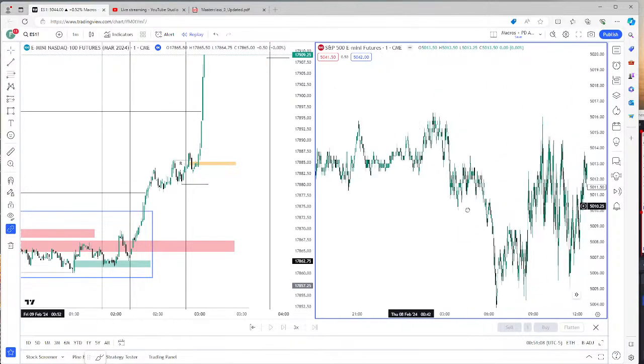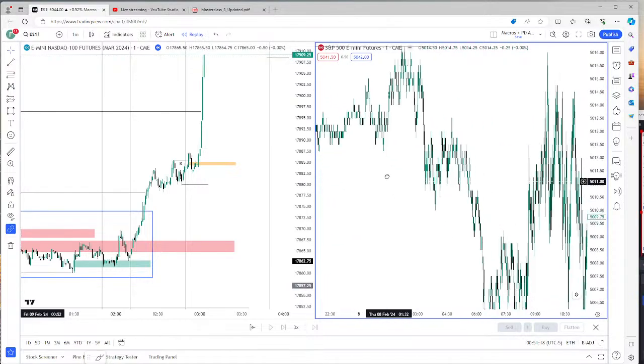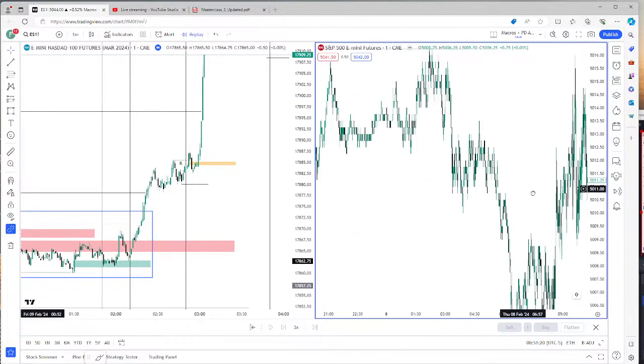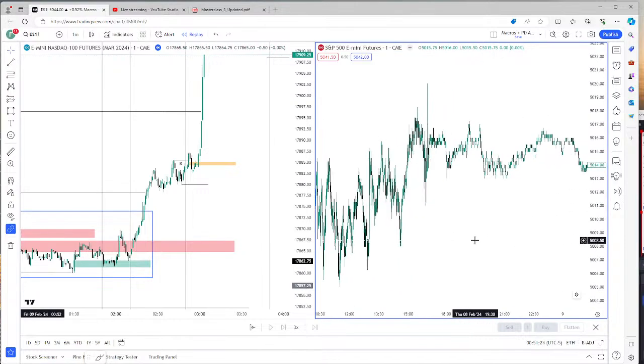ES had 2 relative equal highs, this high and this high. So if I draw a line across in time, see that? Equal highs. So where we actually were looking to take positions, the equal highs were the drawn liquidity, right? The equal highs were drawn liquidity.